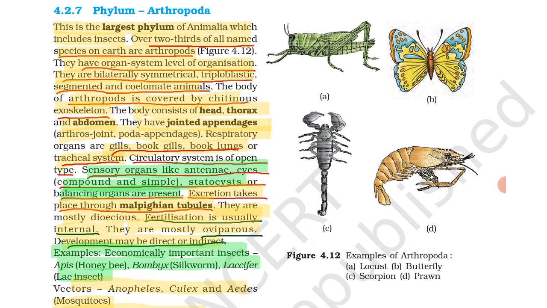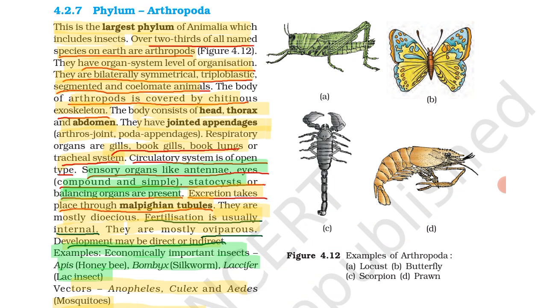Then respiratory organs are gills, book lungs or tracheal system. In aquatic forms, respiration is carried out by gills and sometimes book gills, and in well developed arthropods they have book lungs and sometimes a tracheal system. So the respiratory organs are gills, book lungs and tracheal system.